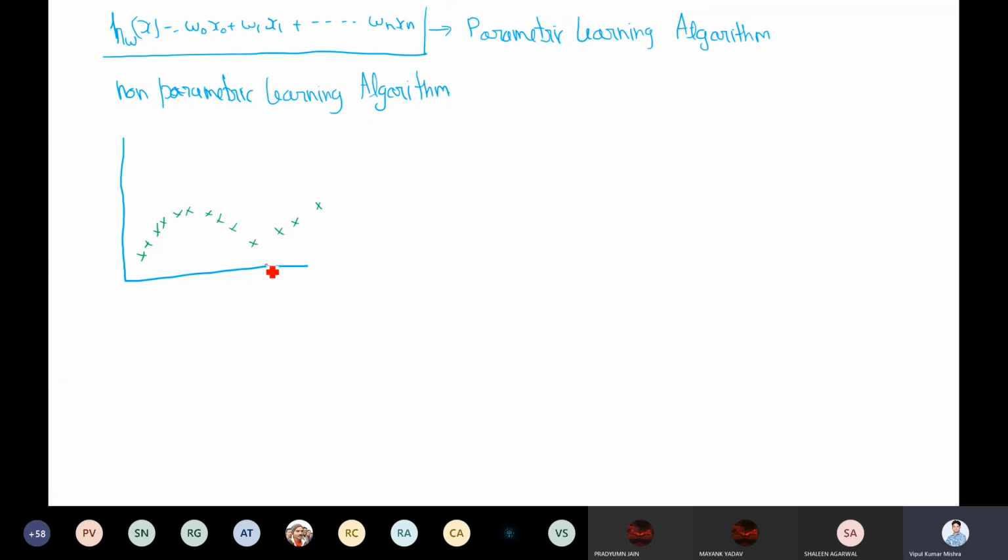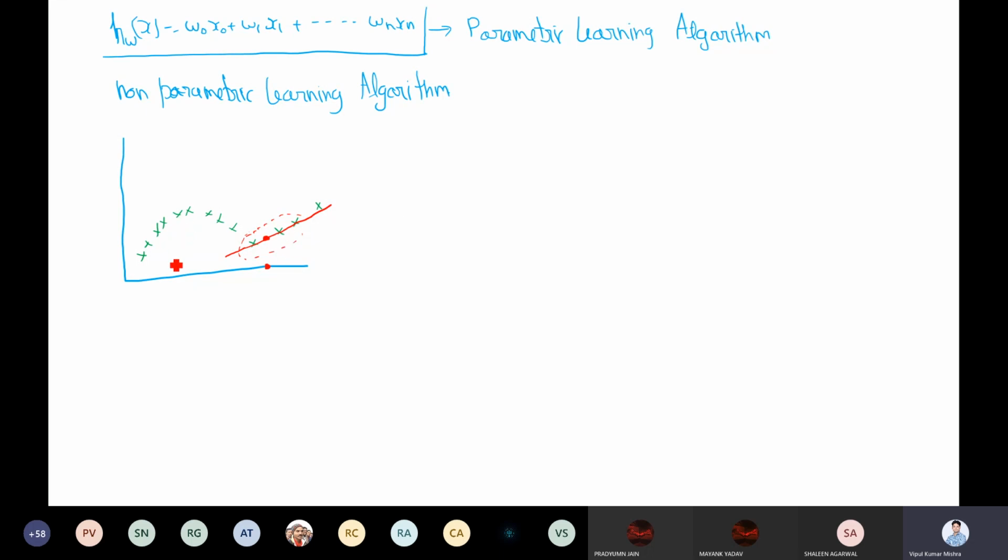Whenever you want to make a prediction at this point, what will happen? Your algorithm will look into the close by inputs, make a line and give you a prediction. So this will be your predicted value, right? That is the way this non-parametric learning algorithm operates.